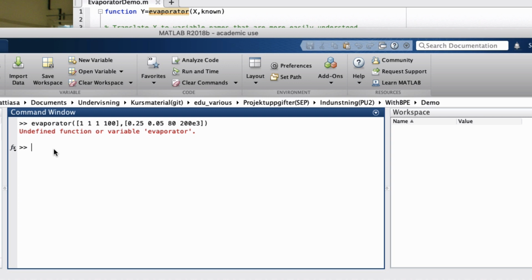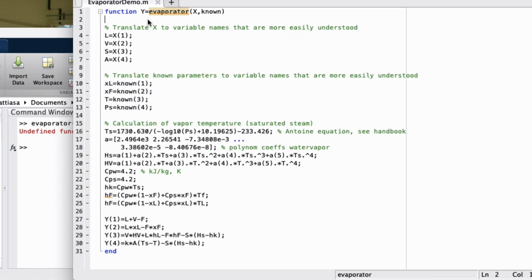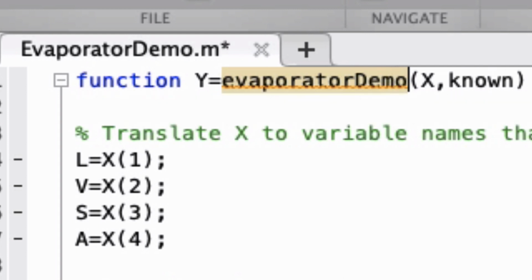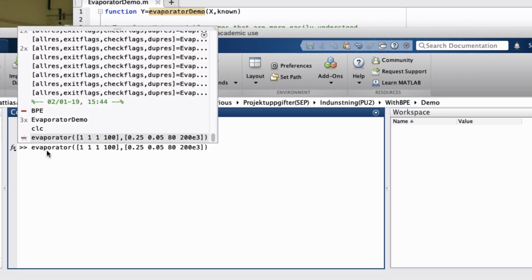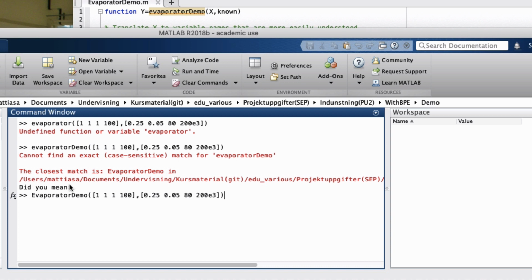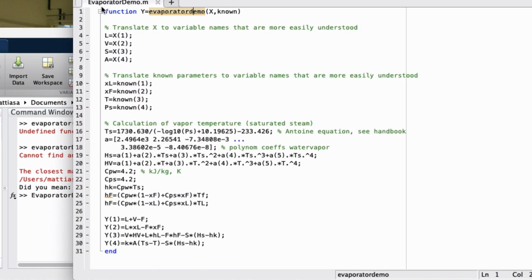Unknown function or variable evaporator. Why is that? Well, it's because I called my function evaporator and the file is called evaporator demo. My mistake. So let's call this evaporator demo and save that. And let's go back and say evaporator demo. Cannot find an exact case-sensitive match for evaporator demo. Do you see my mistake? There's a big letter E there.